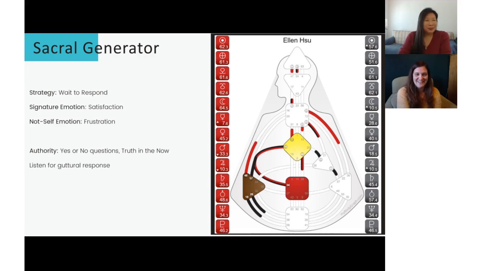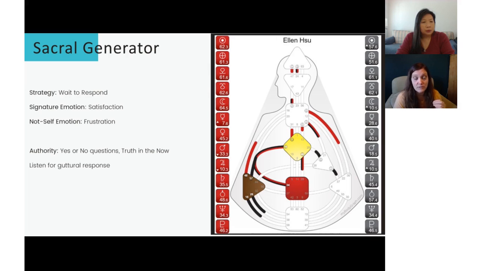And so then your authority is also from that sacral center. You have the sacral authority. What that means is that to know if something's correct for you, you need to use yes or no questions. And that truth, that knowing, that wisdom is in the moment. It's in the now. What you're going to do is listen for those guttural responses, like the uh-huh or the uh-uh for I don't know.